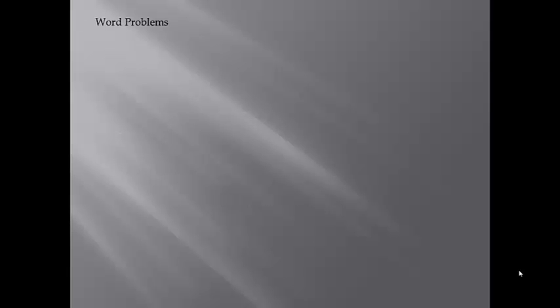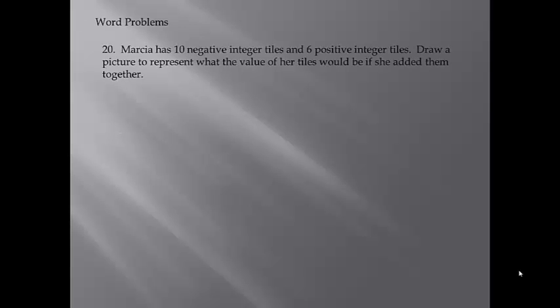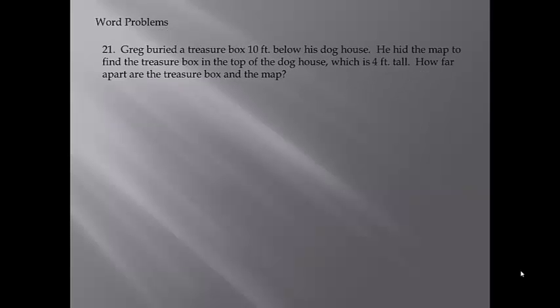Number 20. Marcia has 10 negative integers and 6 positive integers. Draw a picture to represent what the value of her tiles would be if she added them together. So you'll have 10 negatives and 6 positives. You circle the 0 pairs. In this case, there will be 6 of them, and I'm left with 4 negative tiles, so my answer is negative 4.